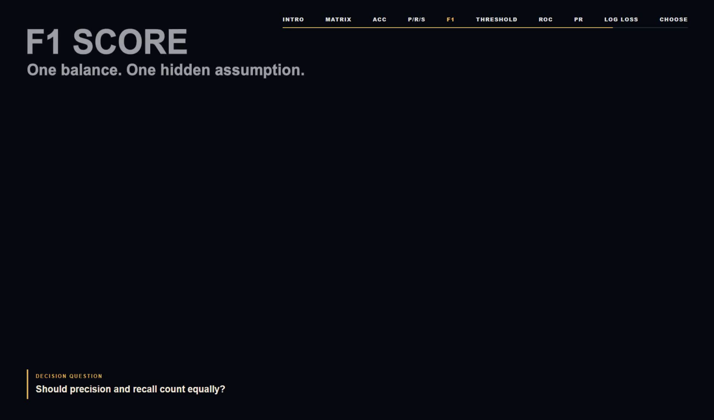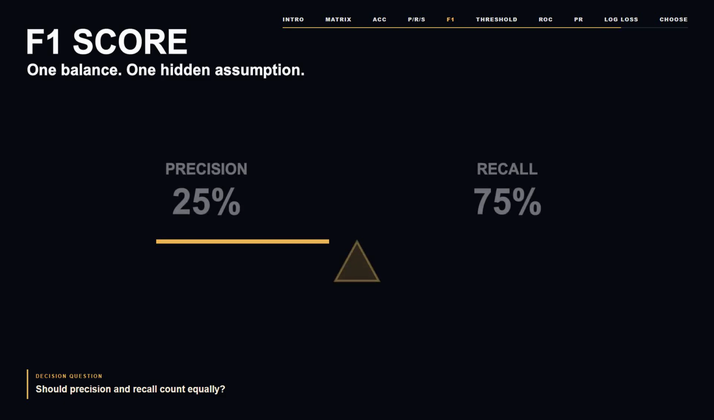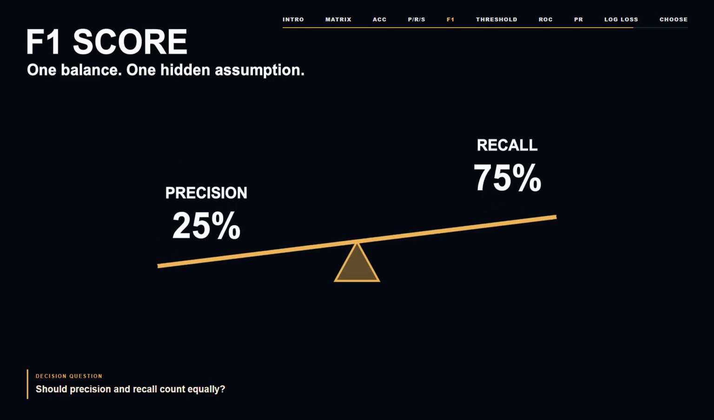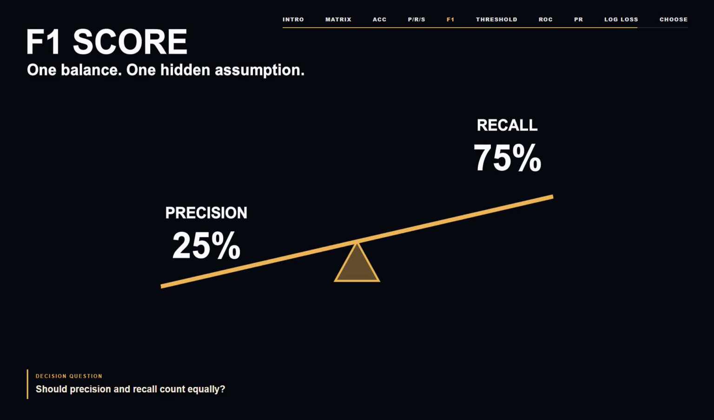Sometimes, you need one number that becomes high only when both precision and recall are high. The F1 score takes their harmonic mean. With 25% precision and 75% recall, F1 is 37.5%. The harmonic mean punishes an extreme imbalance between the two.